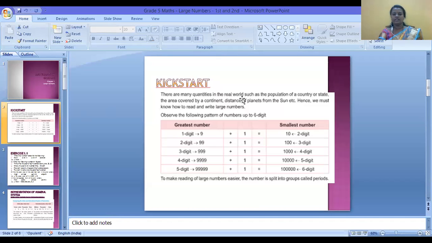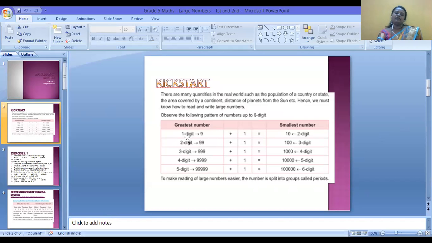There are many quantities in the real world, such as the population of a country or state, the area covered by a continent, the distance of planets from the sun, etc. We must know how to read and write large numbers. So following is one of the patterns which is very amazing and helpful for us to know.